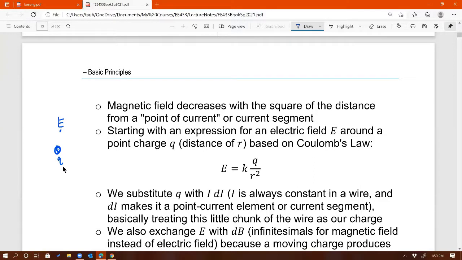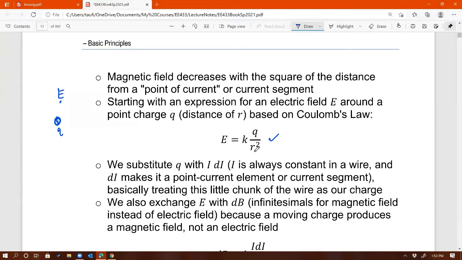And that equation is right here, where K is some constant, and R is the distance between the charge point and the point of measurement. So starting with an expression for an electric field around a point charge Q, at distance R based on Coulomb's law, we have this equation right here: E is equal to K times Q over R squared.